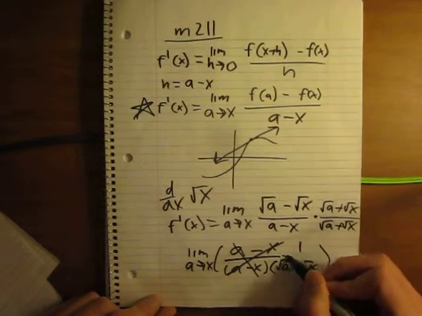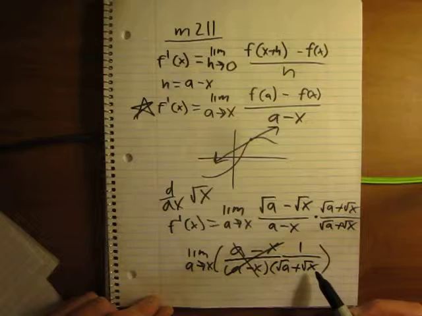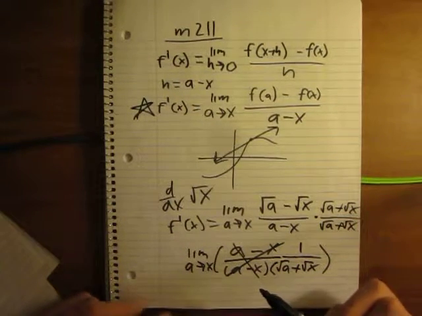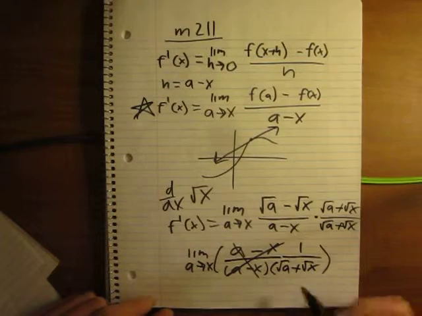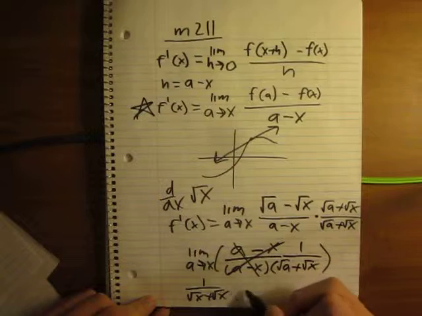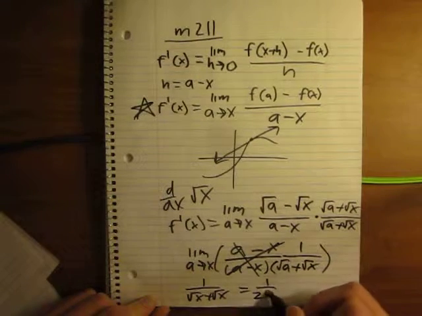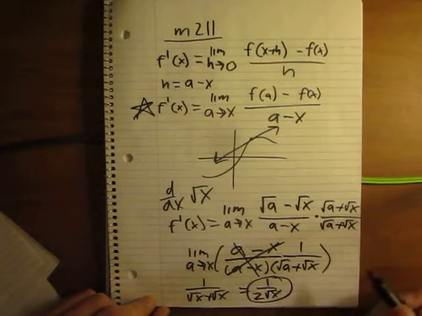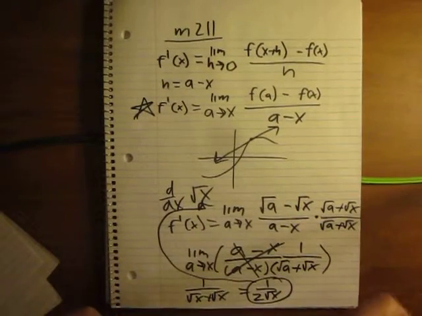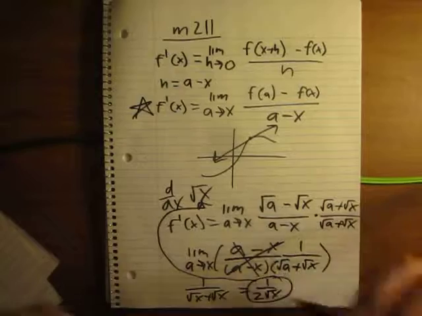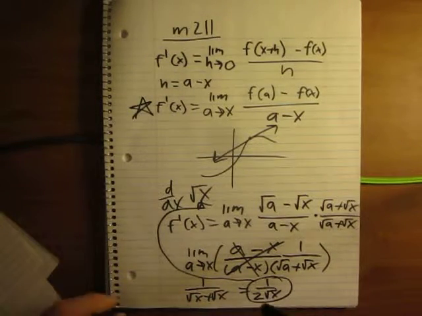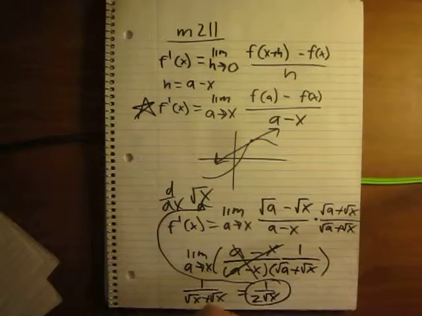And now you just have 1 over root a plus root x. But you're taking the limit as a goes to x, so this just becomes 1 over root x plus root x, 1 over 2 root x, which is the derivative that you would have expected had you used the rule of taking down the power, the way you normally do it. But it's confirmed by the definition of the derivative as it should be.